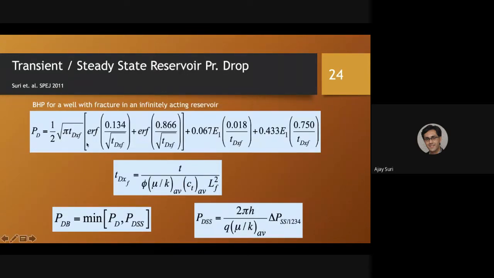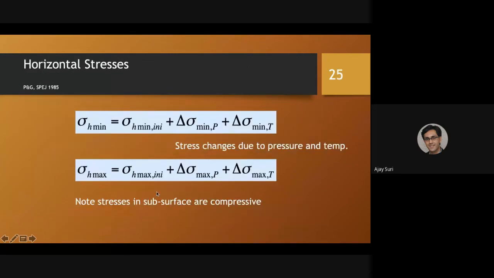And so this is the model for the transient pressure drop for a fractured well. Okay, so we are done with all the pressure drop calculations in the reservoir, so we can predict the injection pressure. But what about the pressure at the tip of the fracture, and whether the pressure is enough to propagate the fracture? For that, I need to know the minimum stress that the pressure has to work against in order to propagate a fracture.